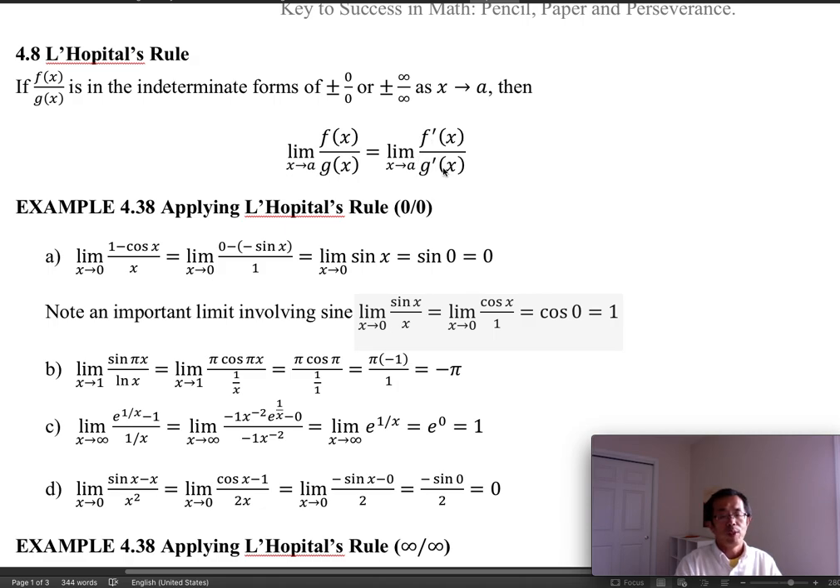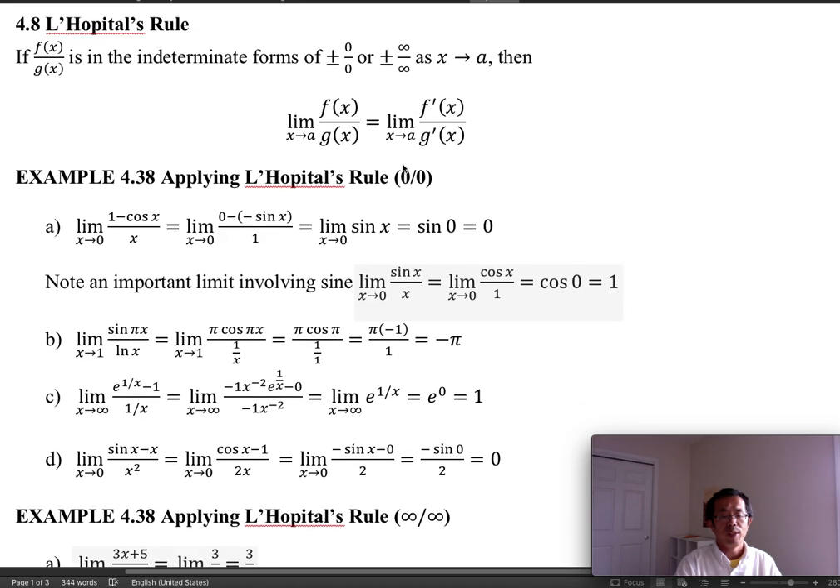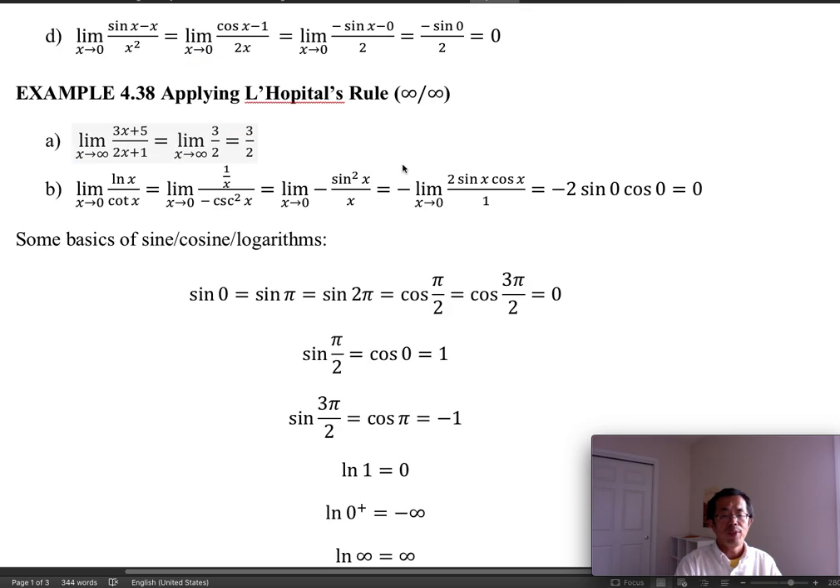In the previous video, we worked on the case of 0 over 0. And this time, let's move on to the second case, infinity over infinity, okay? And I have two examples. They both are from the textbook. I suppose they should be very simple, right?